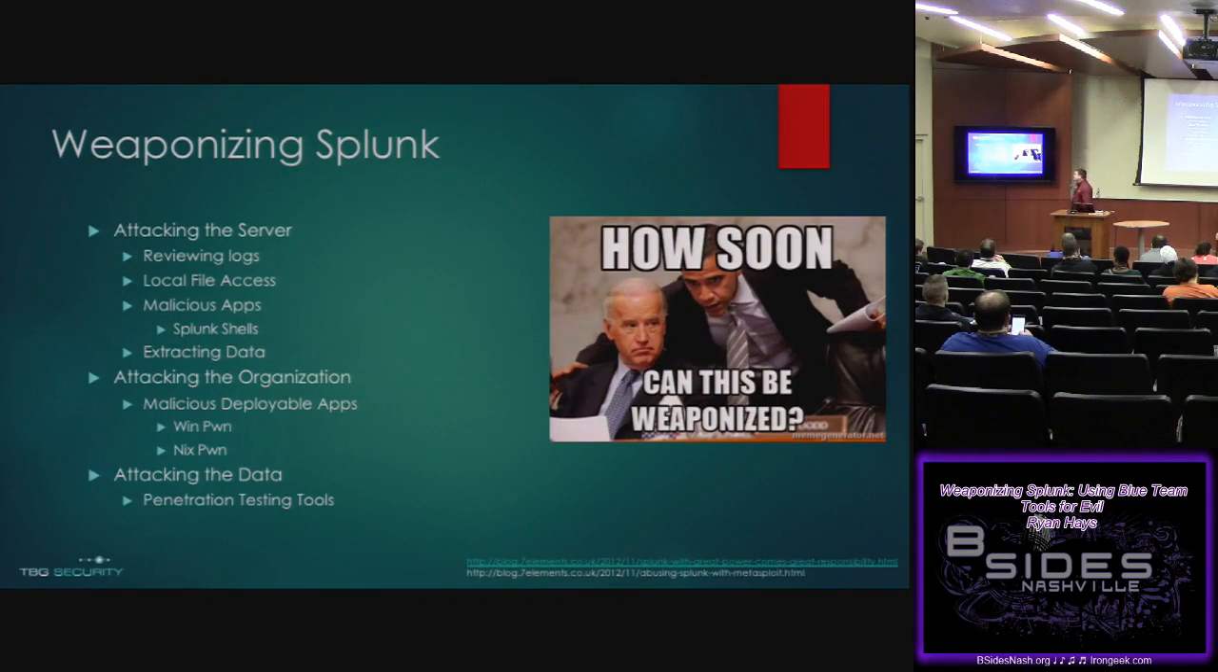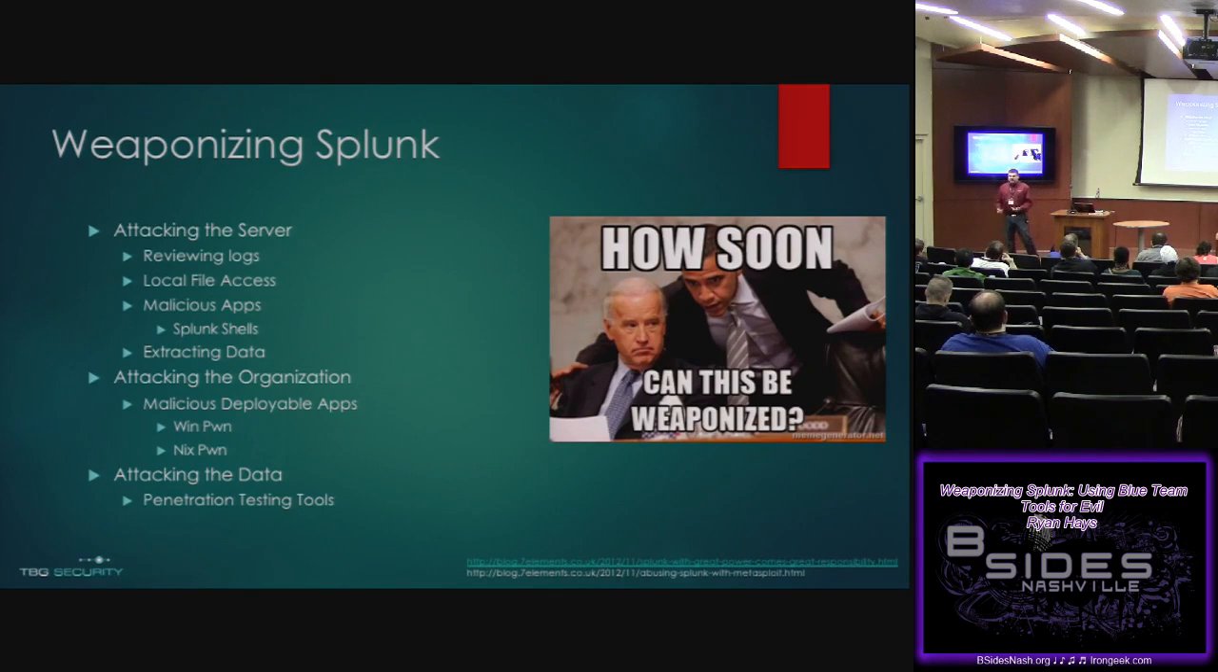So weaponizing Splunk. The 3 attack surfaces that I talked about earlier: attacking the server, attacking the organization, attacking the data. Attacking the server is, I have access to that server. I have those admin credentials. Somehow I got them either through credential reuse or one of those misconfigurations that I just talked about. The first thing you want to do is know your environment. So look at the logs that are already in Splunk. Are there Windows logs? Can I look at those Windows logs? Things like that.